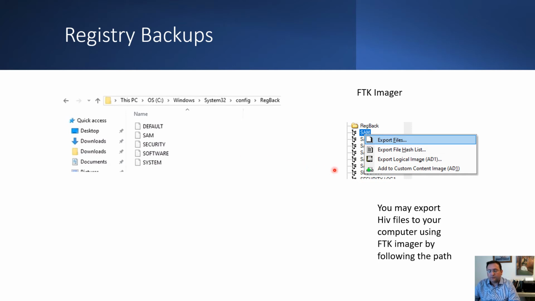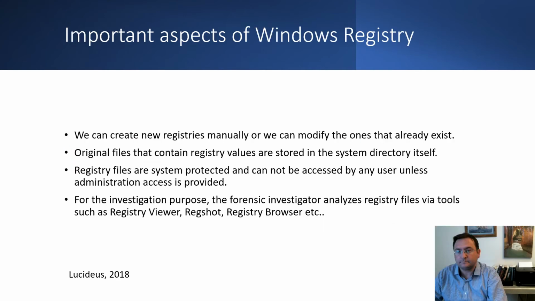And you can also back up your registry by using FTK Imager. Remember the previous slides, you just need to right-click and export the files to a target folder where you would like to examine the evidence. Windows Registry can be considered a goldmine of forensic evidence. Trojans and malware information can be found in the registries. So that's why registries are very important to examine.